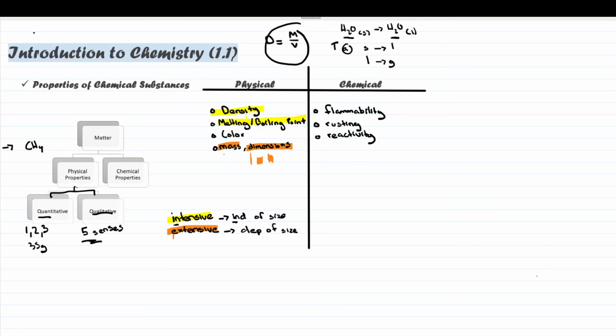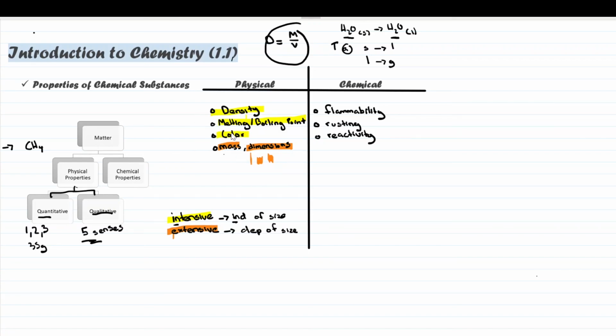And I seem to have skipped one by accident, so we're going to go back to that, and it's going to be color. Color, if you just think about it, is independent of size. Why? Because if I look at an apple, it's still red, but if I were to look at 1,000 apples, the apples are still red. So it doesn't matter how many apples you have, the apple's still going to be red. So color is an intensive property.